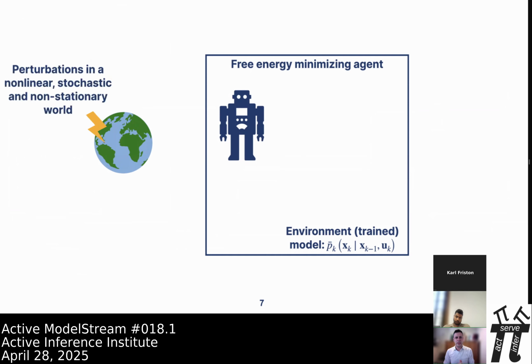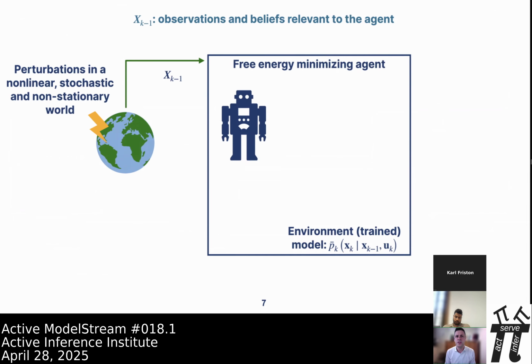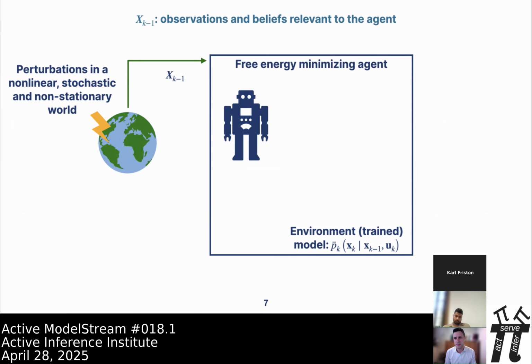Now, the environment, the world, is, as we know, nonlinear, stochastic, and non-stationary in general. So it is a challenging world, the one we live in, and it provides to the agent some information. This information, we call it state, X. This X is a label for both observations and beliefs that are relevant to the agent's task. So x_{k-1} here is the information that is available to the agent in order to make a decision. They can be observations and can be belief functions.